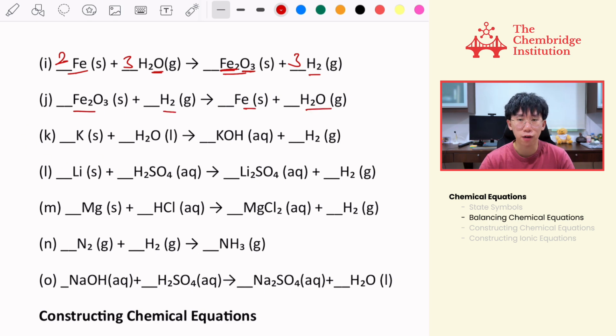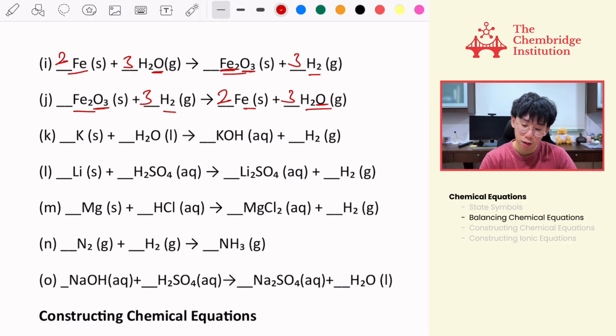You want to balance the number of iron first, that's fine, you can put 2 over here. Then you want to balance the number of oxygens. So here, there's 3 oxygens on the left, so there must be 3 oxygens on the right, so you need to put 3 over here. Then you realize that there's 6 hydrogens on the right, so you must put a 3 over here to make it all balanced, so there's 6 hydrogens on the left.